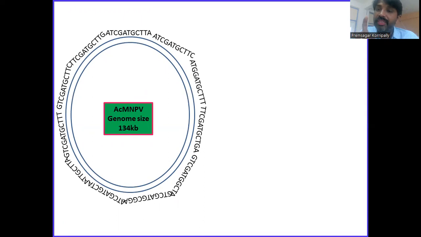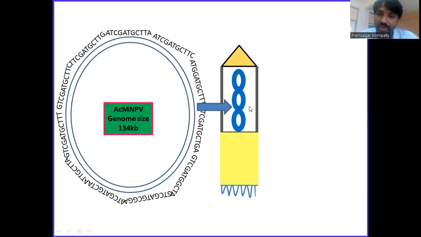The genome is packed in a rod shaped capsid. You see, this is a rod shaped baculovirus. This is the capsid, and within that capsid this genome, the double stranded circular DNA, is present.